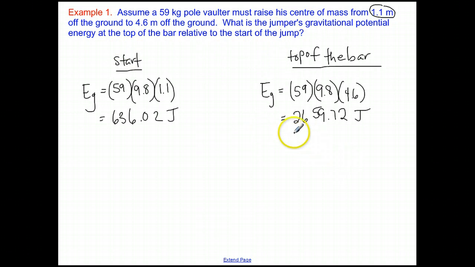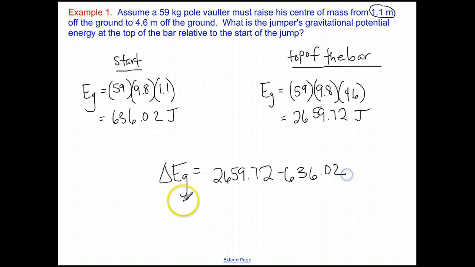And what we're looking at now is what's the jumper's gravitational potential energy at the top relative to the start of the jump. So here's what his gravitational potential energy is at the top. Here's what it is at the start. So the change in energy, so remember this little triangle means change, in gravitational potential energy would be at the top of the bar minus what he has on the ground, which we end up with 2,023.7 joules of gravitational potential energy.